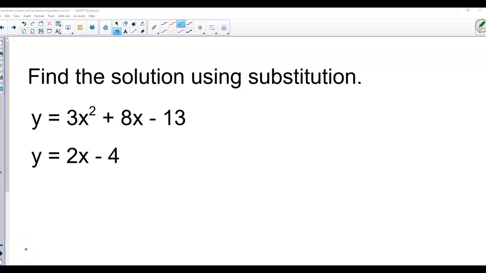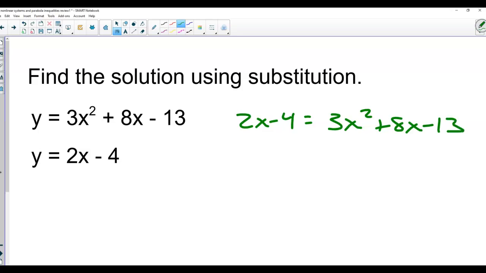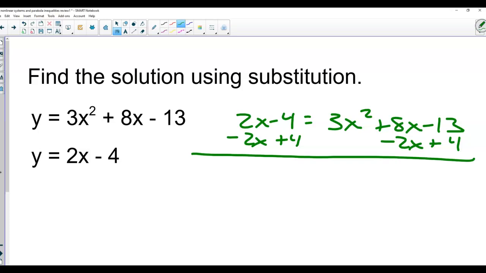Previous problems you had to solve by graphing. I will be very specific. I'm not going to make you do both. The graphing problems, these are the substitution problems. I'm not going to do the elimination method in here. So y equals 2x minus 4 means I can put 2x minus 4 in for y. And anytime we have a problem that has an x and an x squared, we want to get everything equal to 0, with the x squared being positive. Since my x squared is already positive, I'm going to subtract 2x on both sides, and I'm going to add 4 to both sides. So this ends up being 0 over here, and we get 3x squared plus 6x minus 9.